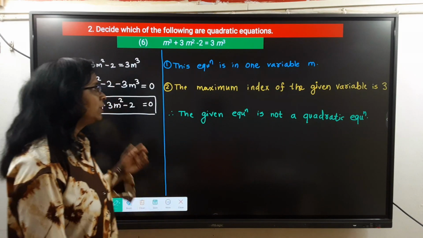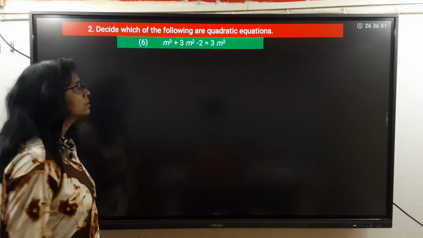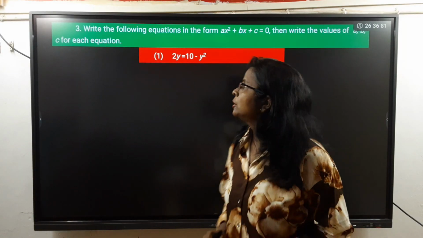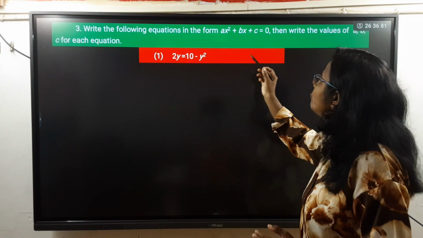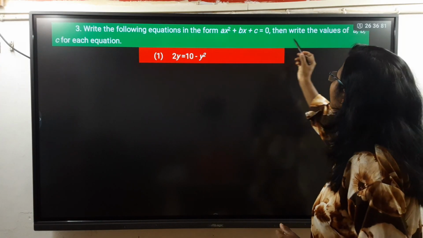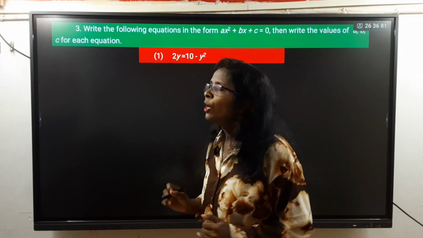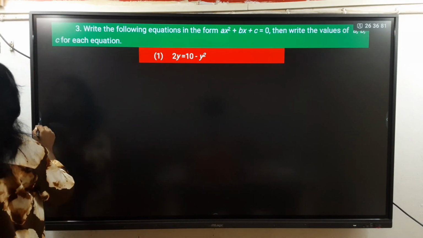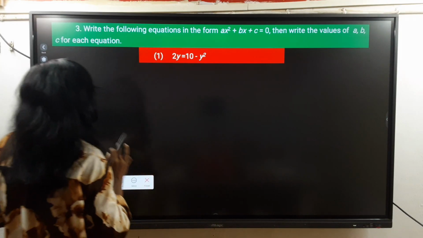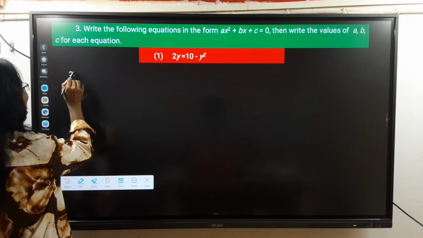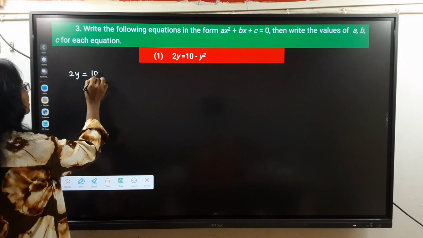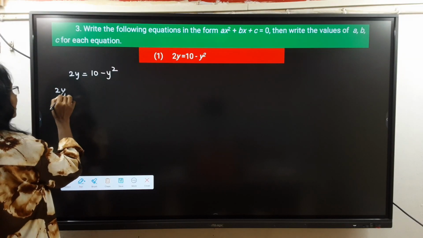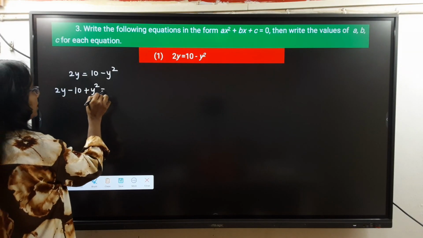Okay students. So then next example students. Next is question 3. Question 3 is: write the following equations in the form ax square plus bx plus c is equal to 0. Then write the values of a, b, c for each equation. So now here students, how can we solve such a type of question? So first I write down the equation as it is. So first equation is 2y is equal to 10 minus y square. So now here students, I write it in the standard form. So 2y minus 10 plus y square, which is equal to 0.